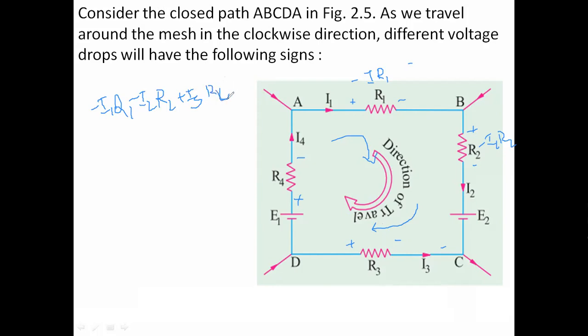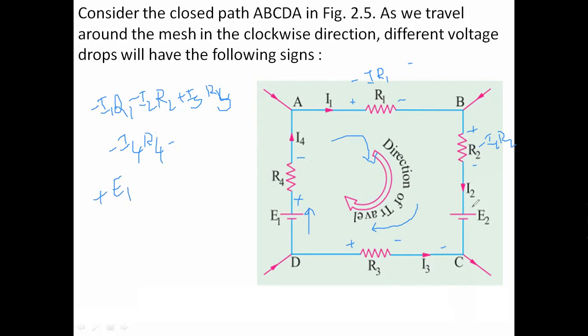After reaching here, this is minus I4 R4. So this is the summation of the voltage drops. Next we have voltage sources here. We are moving in this direction, so this is the plus. So plus E1, this is the voltage rise, plus E1.